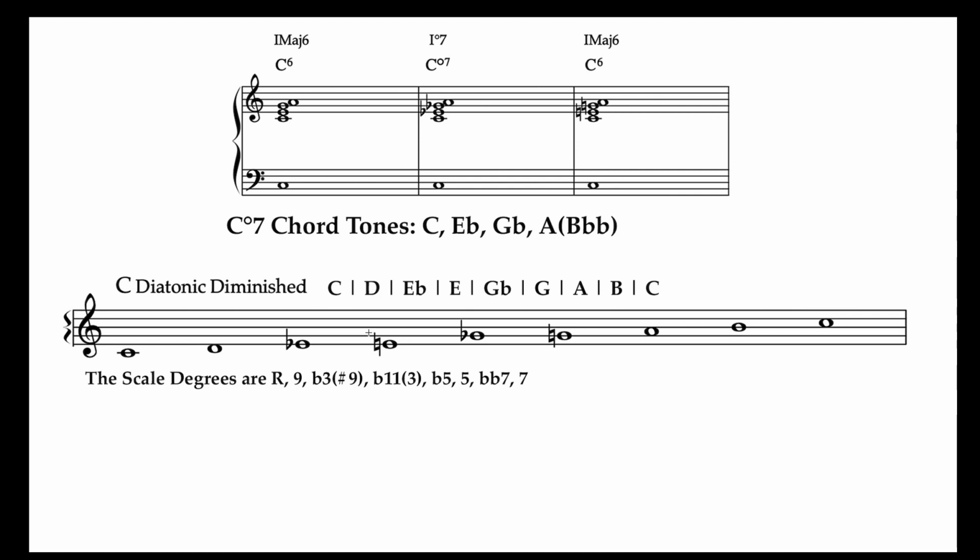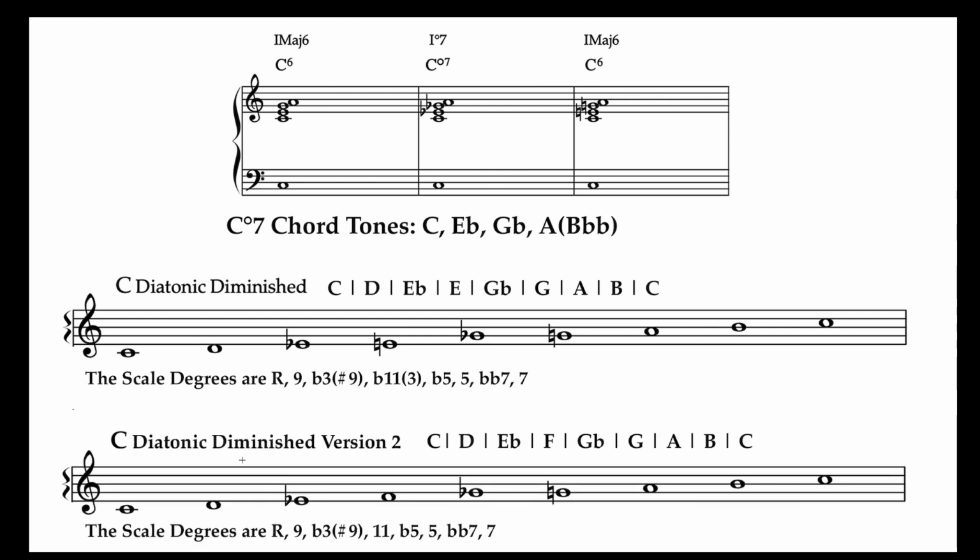But notice again, we use this E natural, but we didn't use the F. So we have an optional chord scale if we swap out the E natural for F natural, which gives us this version of C diatonic diminished. Now in this case, instead of the 9th degrees being different, it's the 4th degree, sometimes called the 11th. So here we have a flat 11, which is actually just the same as the major 3rd.